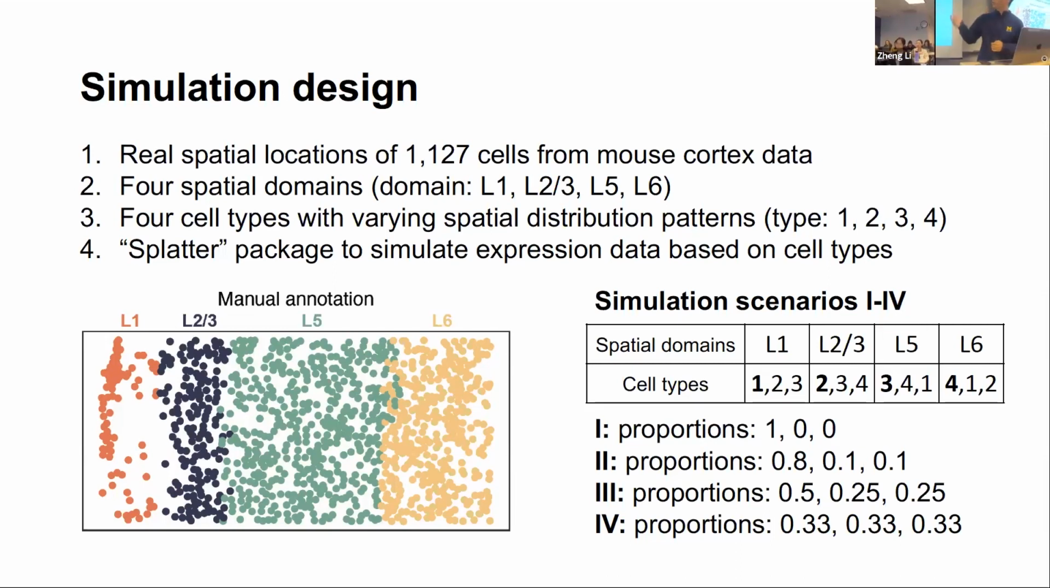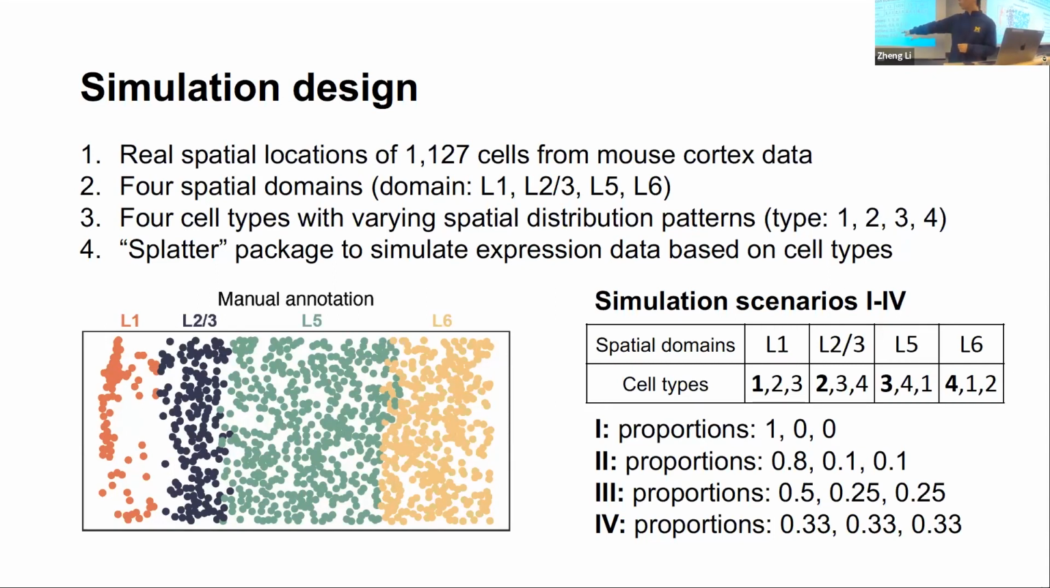In addition to these 4 spatial domains, we also assume there are 4 cell types with different spatial distribution patterns. For each spatial domain, we assume there are 3 cell types. If we compare 2 domains, each spatial domain has 1 unique cell type and 2 cell types that are in common. And we assume these cell types have different spatial distribution patterns.